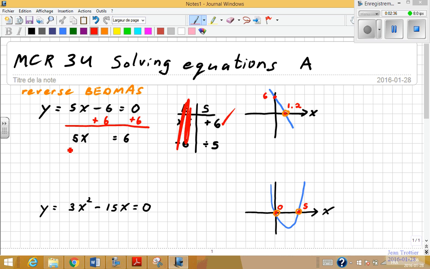Now we're left with a divide by 5. We have to do this on each side of our equal sign again. Now 5 divided by 5 simplifies to 1. And we're left with 1x. We won't bother writing the 1. And then 6 divided by 5 on a calculator will give you 1.2. You can also write 1 and 1/5, but 1.2 is fine. So this is the answer, the actual solution, the same as we can see on the graph.